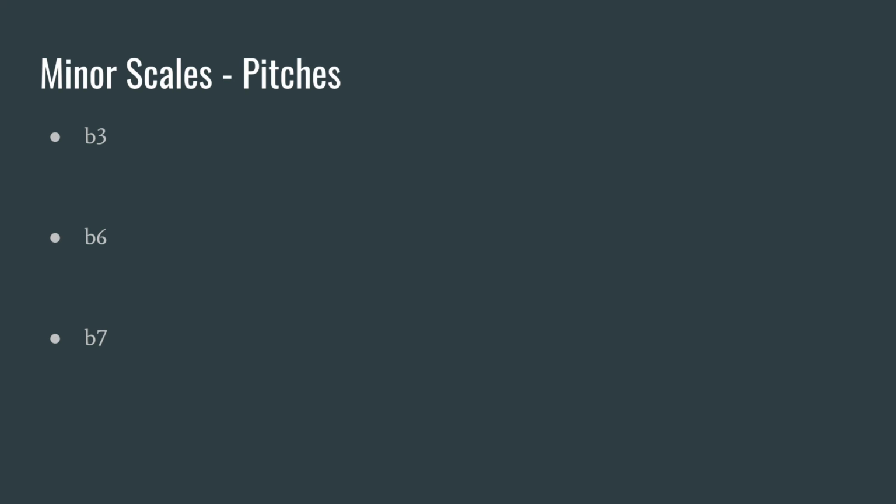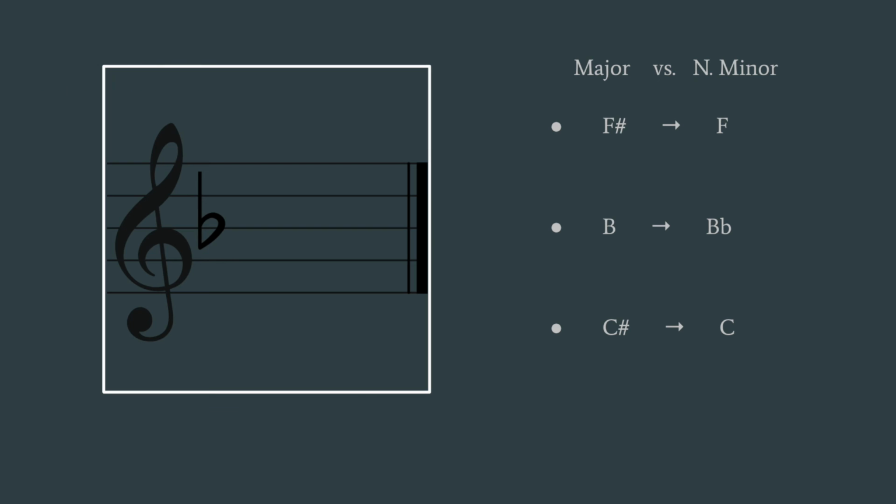The pitches of a natural minor scale are very similar to that of the major scale, with 3 major differences. In a natural minor scale, scale degrees 3, 6, and 7 are all lowered by a half step in comparison to the parallel major. The natural minor scale does still follow the key signature, but because the minor key signature is different from that of the major, it alters those 3 pitches.